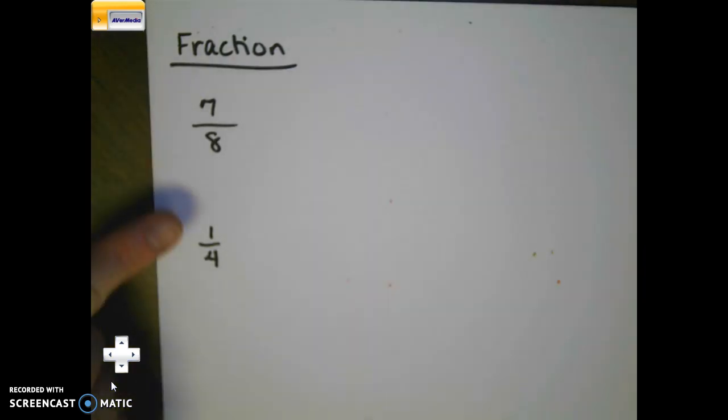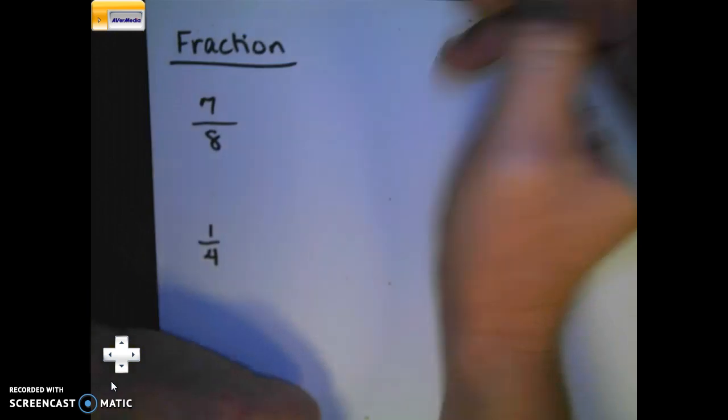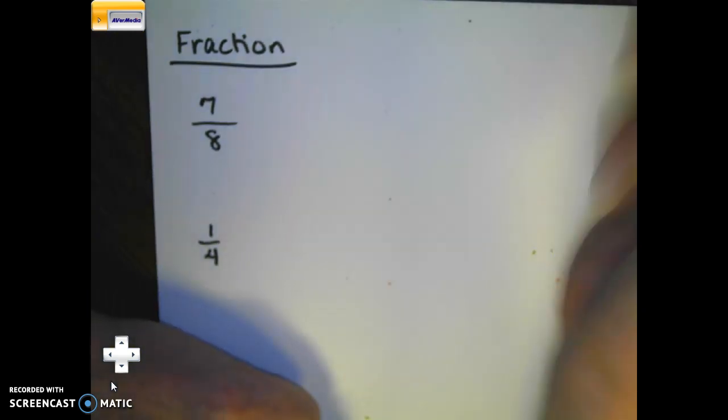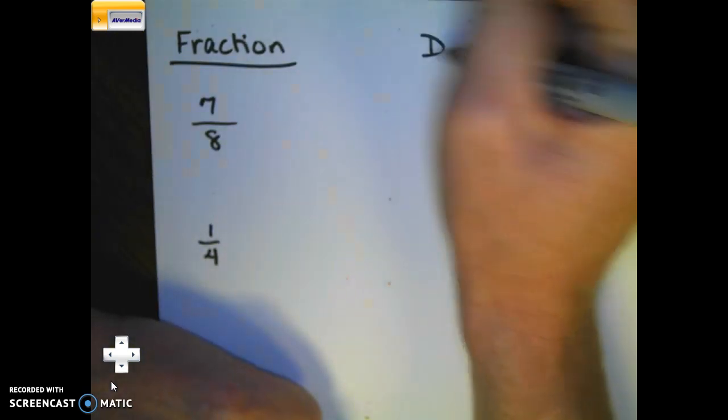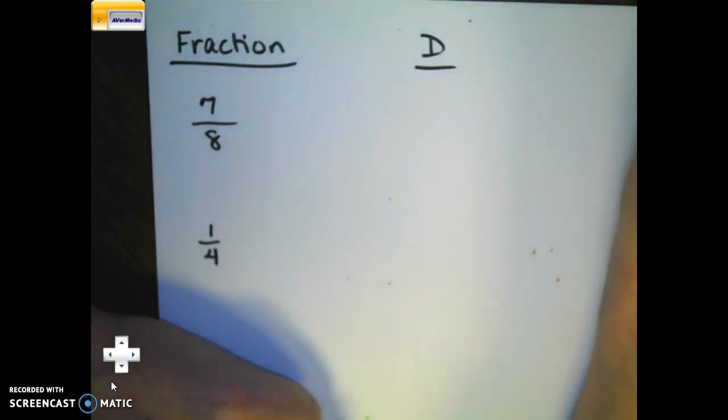So what I wrote right here was 2 different fractions. Remember, you should be taking notes. If you need to, pause it. Now, we're going to make these fractions into decimals and into percents. So we're going to make it into a decimal and into a percent.